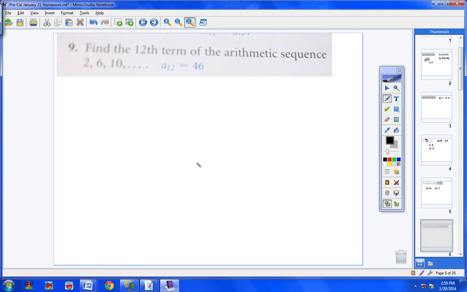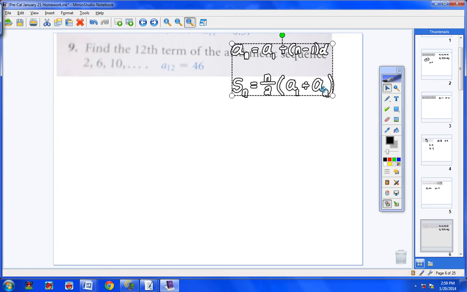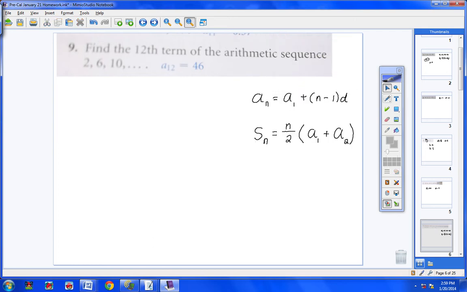All right, let's take a look now at number 9. Number 9 says, of course the answers are right here, just ignore that, okay guys? Let's go ahead and get our formulas up right here. We might need those. So there's our formulas, and here we go. Don't forget, this is for the nth term, and this is for the sum of an arithmetic sequence when you're adding a bunch of numbers together. Find the 12th term of this arithmetic sequence.